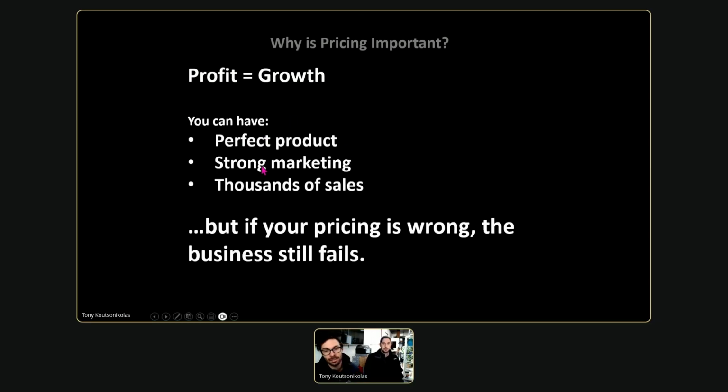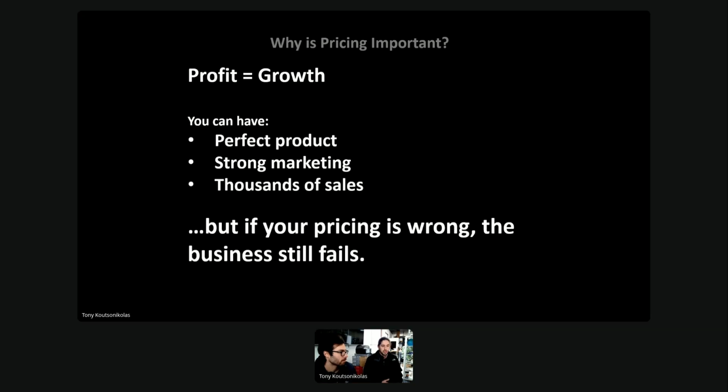So you could have the perfect product, the strongest marketing, thousands of sales, but if your pricing is wrong, the business still fails. If you charge really low prices, you're going to attract people that are looking for cheap items. If you put higher prices, you're going to attract people that are looking for better quality, better service, all of those things. And it does really depend on the type of business that you want to build, because you see some of these businesses that are reducing their costs in order to increase their profits, and then they end up with a cheaper product, maybe a lower quality product.